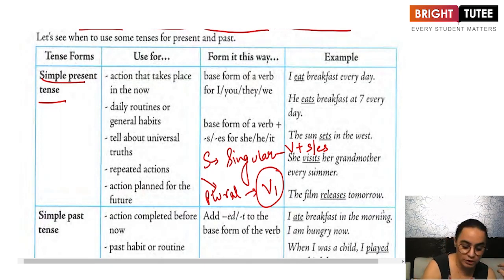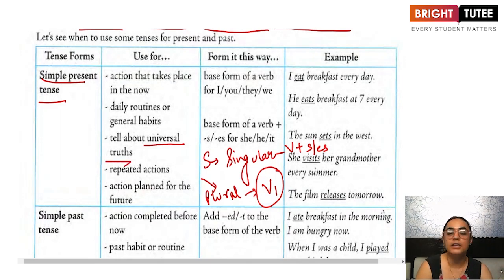We also use it to talk about universal truths, those things that will always hold true and cannot be denied by anyone. For example, the earth revolves around the sun. The Taj Mahal is in Agra. The sun rises in the east and sets in the west. These are all universal truths. Then those actions which will take place repeatedly, that will always keep on taking place. So this becomes a regularity. And when we are talking about something which is regular in nature, we obviously talk about the simple present tense.